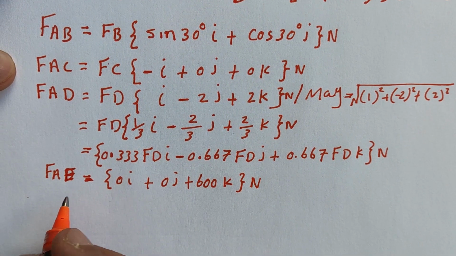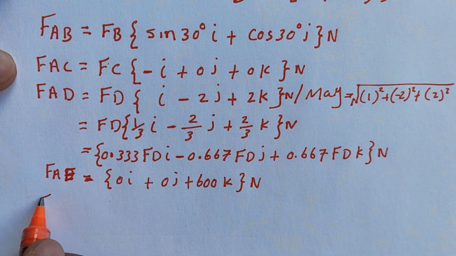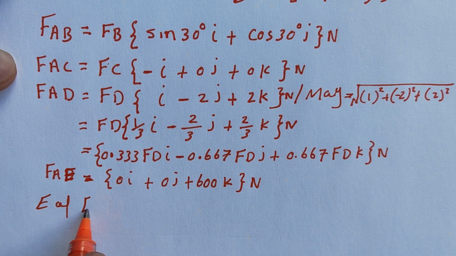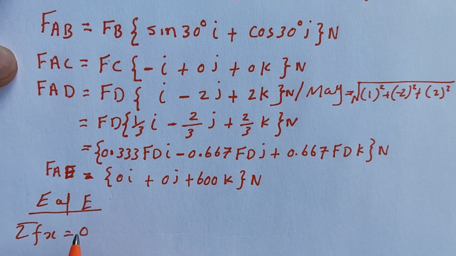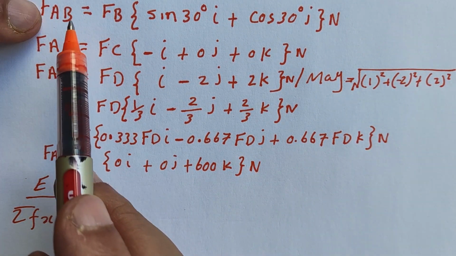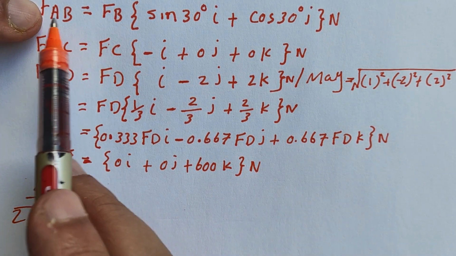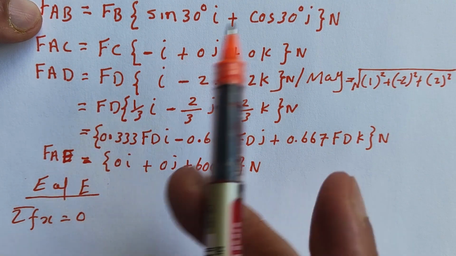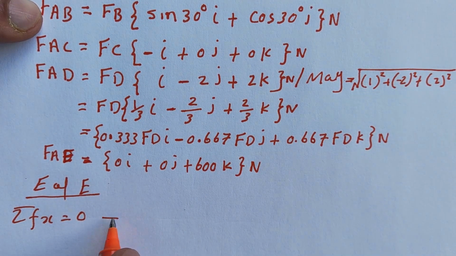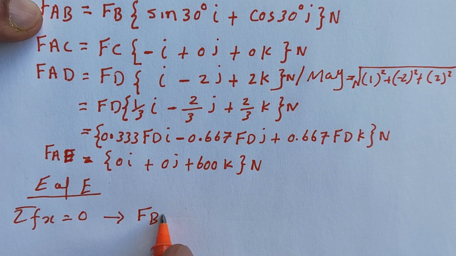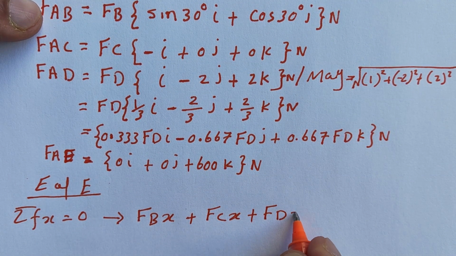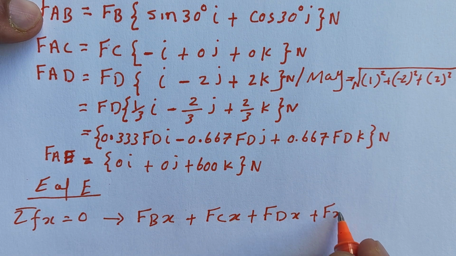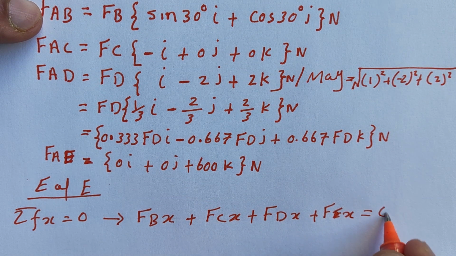So now we start to apply the equilibrium equations. The sum of the forces on the x-axis should equal 0. In this case, we have FB on the x-axis plus FC on the x-axis plus FD on the x-axis plus FE on the x-axis, all should equal 0.